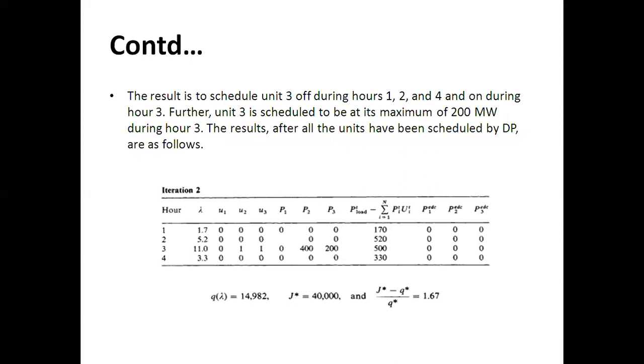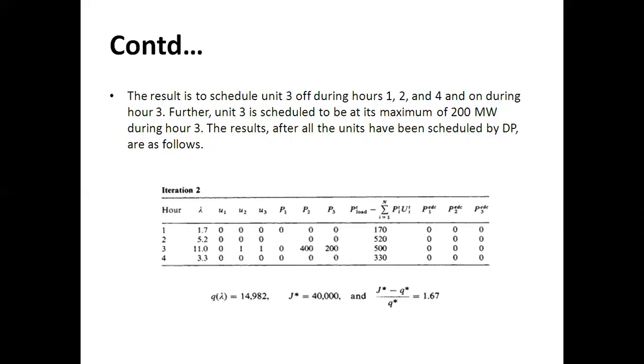Now the result is to schedule the unit 3 off during hours 1, 2 and 4 and on during hour 3, that we have seen, that is how we can schedule a unit depending upon the value of Fp minus lambda p. For each unit, depending upon the values for each of the hours, Fp and lambda p, we will schedule the unit. Further, unit 3 is scheduled to its maximum value of 200 megawatt during hour 3. The results after all the units have been scheduled by DP are as follows. In this way we have seen how we can schedule unit 3, and at hour 3 we can easily schedule each of the units.